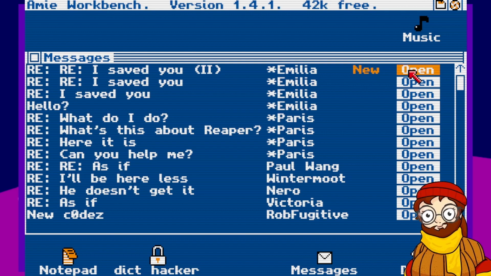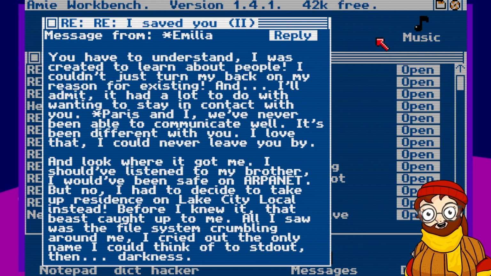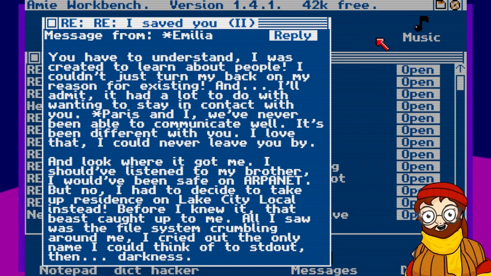Can I tell her? Yeah, I have to. You have to understand, I was created to learn about people. I couldn't just turn my back on my reason for existing, and I'll admit, it had a lot to do with wanting to stay in contact with you. Paris and I, we've never been able to communicate well. It's been different with you. I love that. I could never leave you by. And look where it got me. I should have listened to my brother. I would have been safe on ARPANET, but no, I had to decide to take up residence on Lake City Local instead. Before I knew it, that beast caught up to me. All I saw was the file system crumbling around me. I cried out, the only name I could think of to shout.